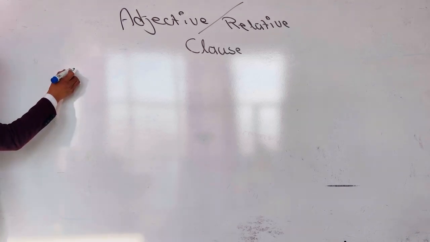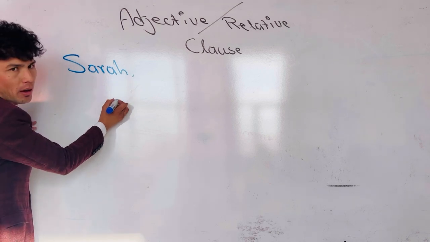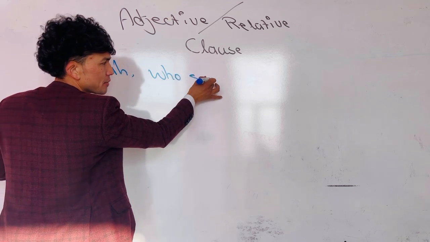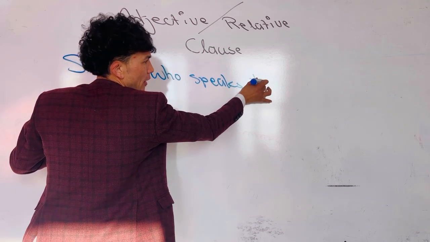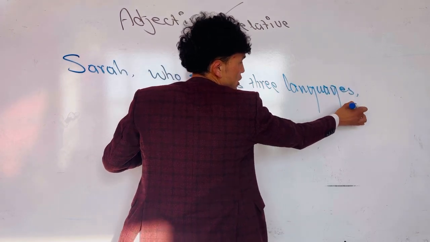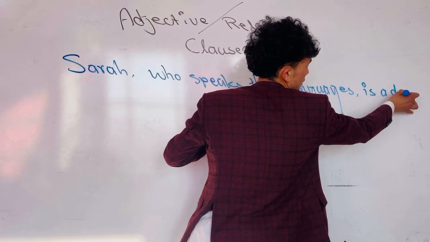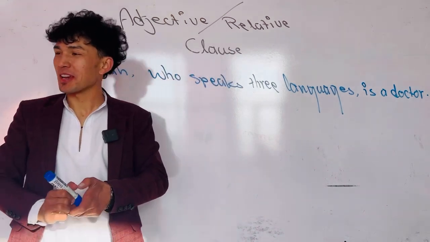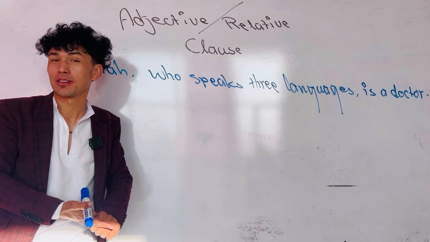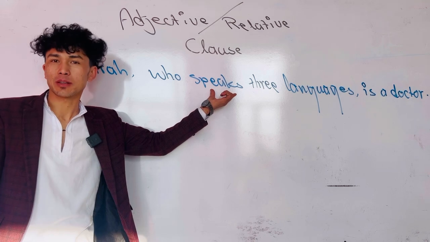Now, for example, somebody says, Sarah, who speaks three languages, is a doctor. A doctor. Did you understand? Okay, Sarah, who speaks English or three languages, is a doctor. Did you understand? When I speak about Sarah, extra information is given about Sarah here.